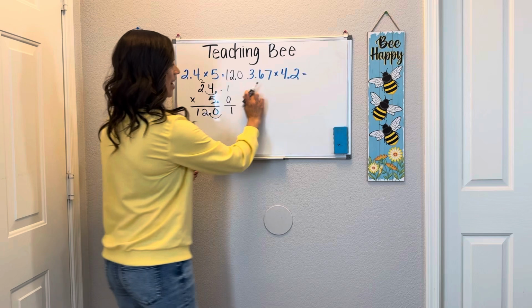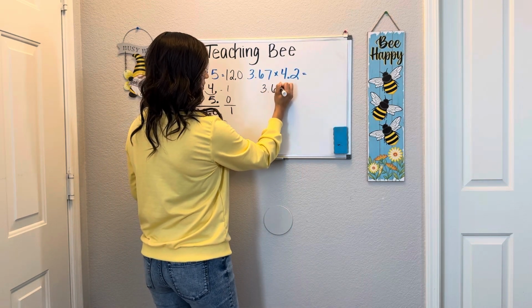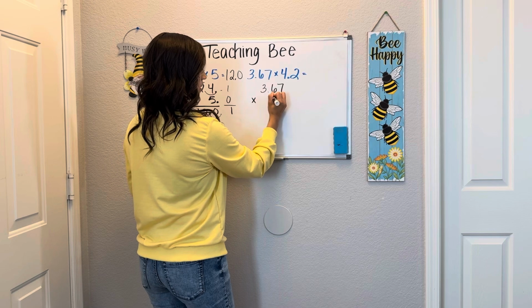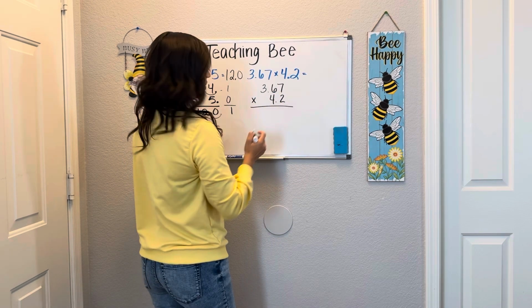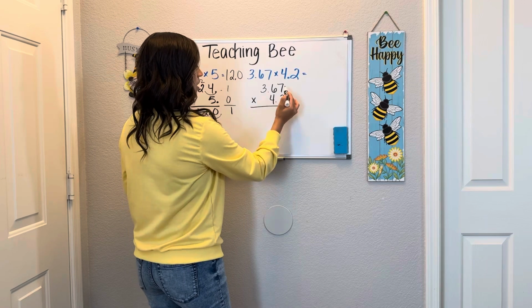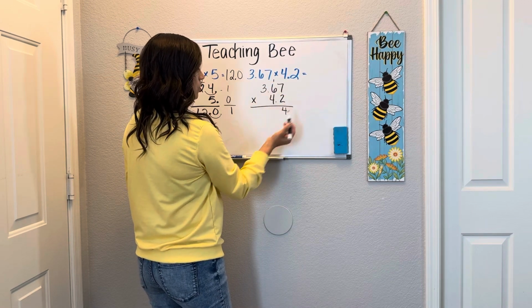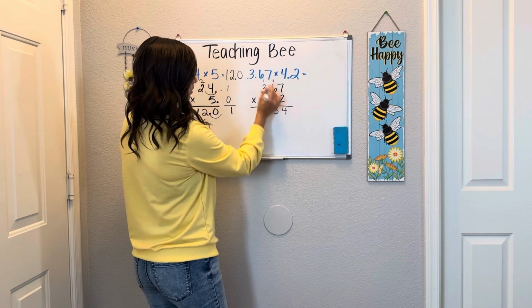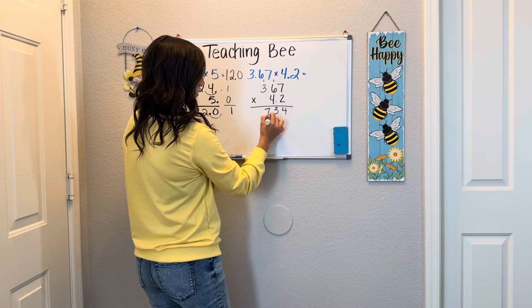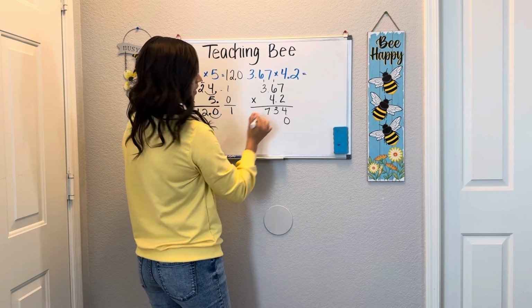Alrighty? So let's go ahead and do this problem and solve. So we have 3.67 times 4.2. And you can go ahead and solve and get ahead of me if you like, or pause the video. But I do have 7 times 2, which is 14. 6 times 2, which is 12, plus 1 more is 13. 3 times 2 is 6, plus 1 more is 7. We're going to fill in a 0 for our ones place because we're in our tens.